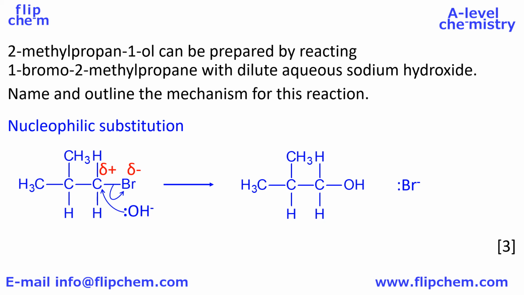The nucleophile in the first step is the hydroxide ion, a species which donates a pair of electrons, and the hydroxide ion has replaced or has been substituted for the bromide ion. So the hydroxide is substituted for the bromide. Nucleophilic substitution.